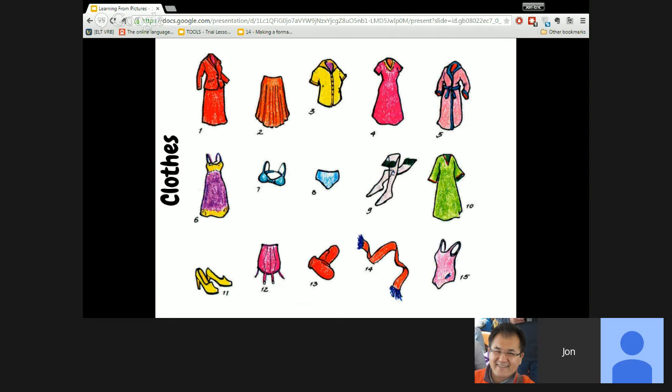Okay, I'm going to do one myself here. This is something worn at night. A woman may wear this to bed. There's only one on the screen. Which is it?